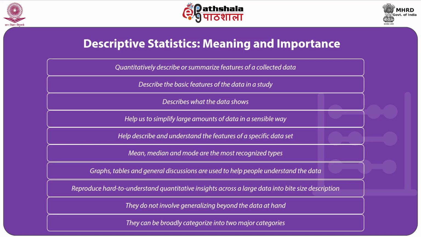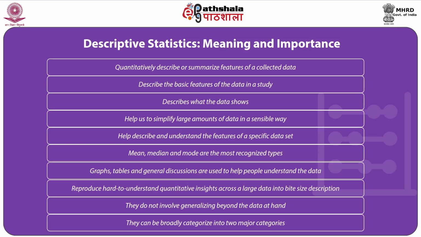The most recognized types of descriptive statistics are the mean, median and mode. They are also generally known as measures of central tendency, and statistics like range, standard deviation, coefficient of variation, etc., which are used in almost all social science research studies. Further, both these measures use graphs, tables and general discussions to help people understand the meaning of the data being analyzed. Researchers use descriptive statistics to reduce hard to understand quantitative insights across a large data set into bite-sized descriptions.